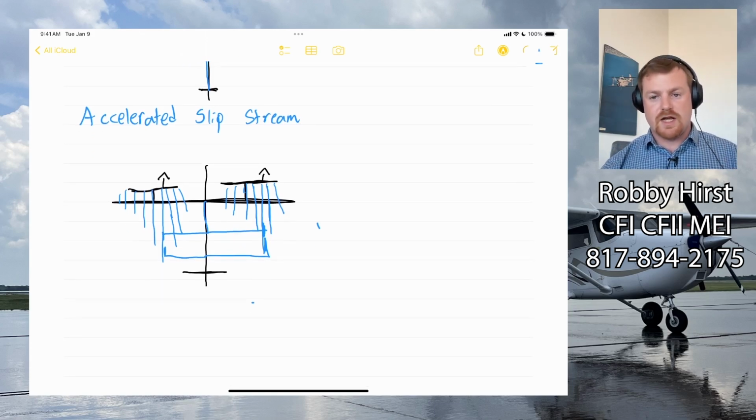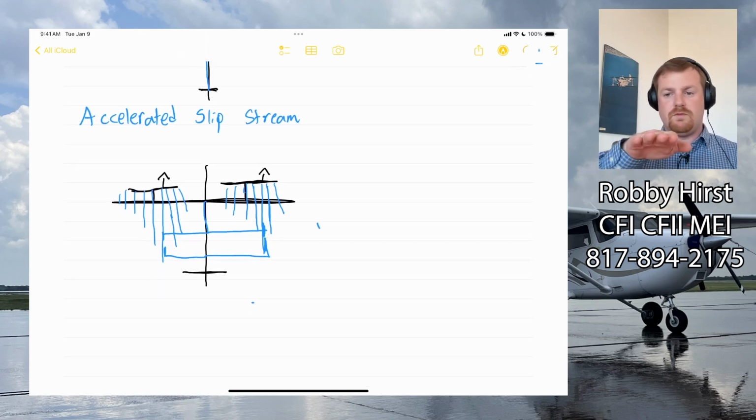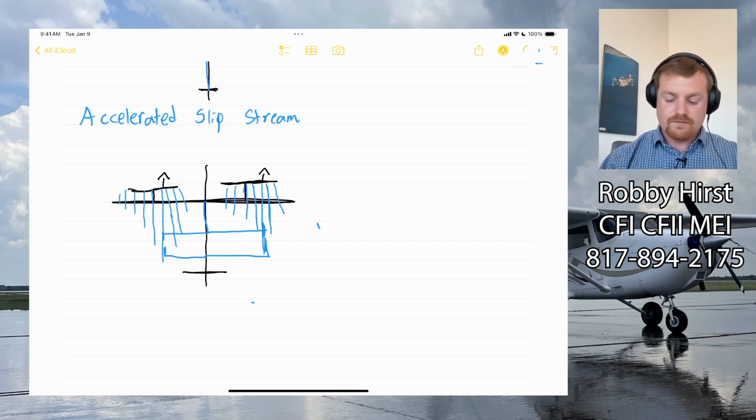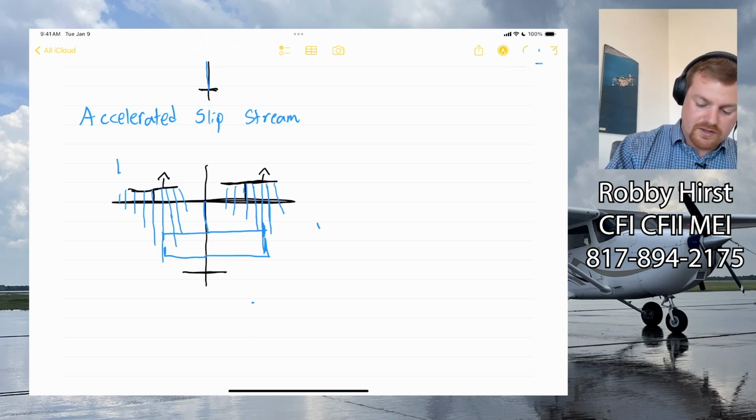Now, what's that going to happen? Because of that arm, so because of P factor, it's going to want to torque to the left. Because of the accelerated slipstream, it's going to want to bank to the left. So we've got two motions trying to happen with the critical engine so far. We've got torque happening because of P factor, and it's wanting to bank into the inoperative engine because of accelerated slipstream. So again, our left engine is our critical engine.